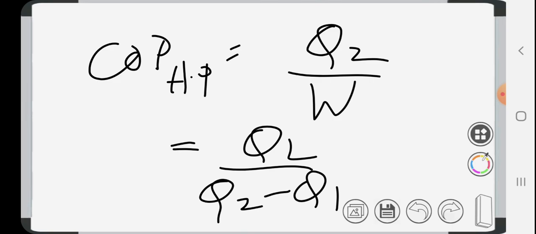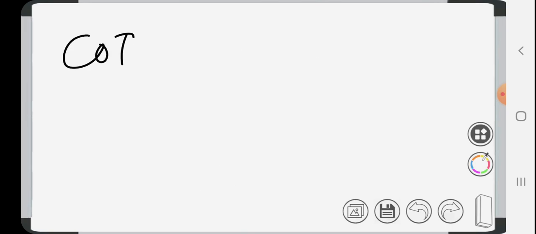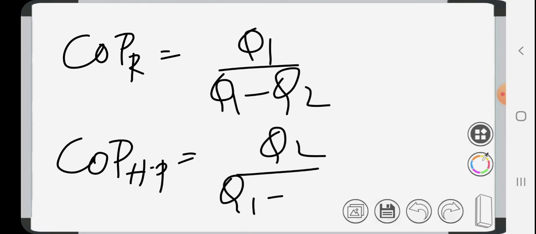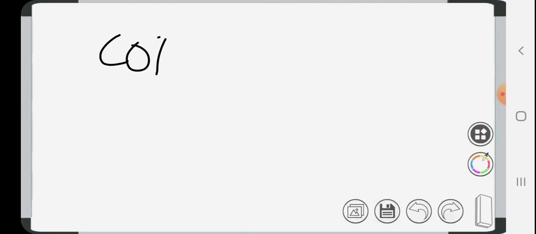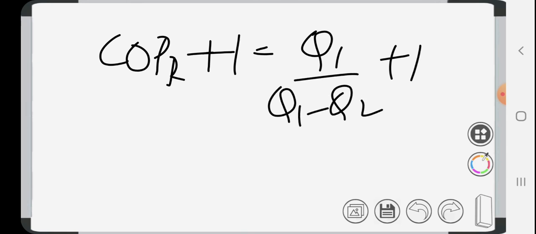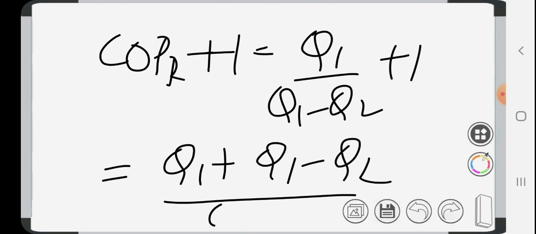So students, COP of refrigerator equals Q1 by Q2 minus Q1. COP of heat pump is nothing but Q2 by Q2 minus Q1. So students, if you add 1 to the COP, that means Q1 by Q2 minus Q1 plus 1 is Q1 plus Q2 minus Q1 by Q2 minus Q1.